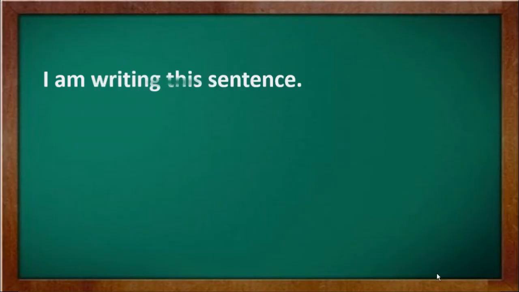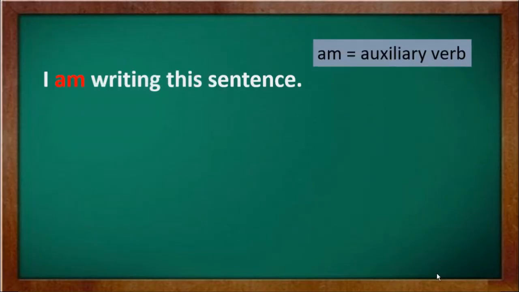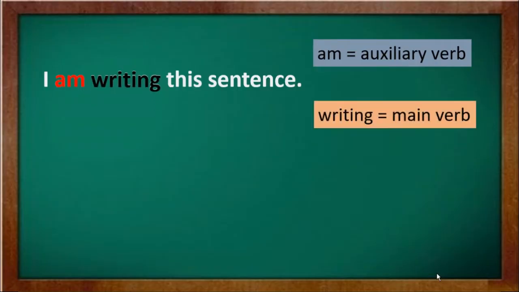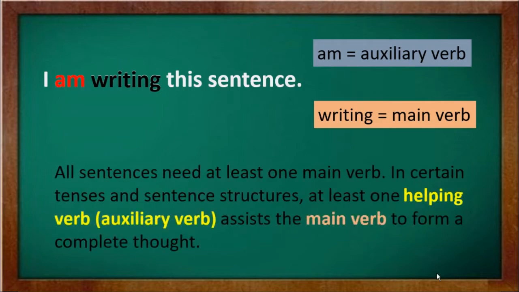Let's take a look at this example. I am writing this sentence. Am is used as the auxiliary verb and writing is the main verb. All sentences need at least one main verb. In certain tenses and sentence structures, at least one helping verb assists the main verb to form a complete thought.